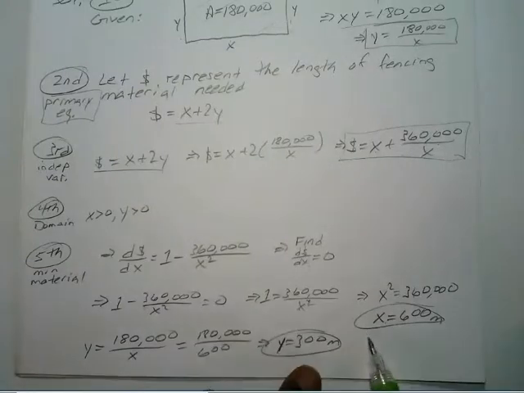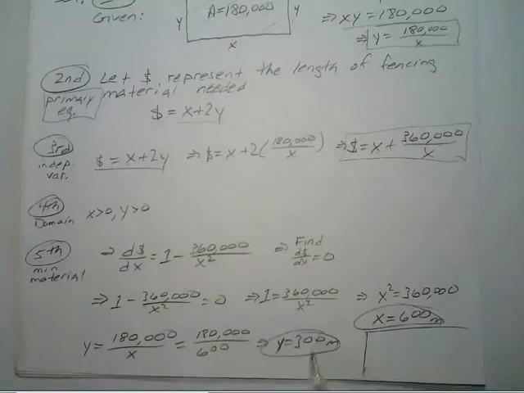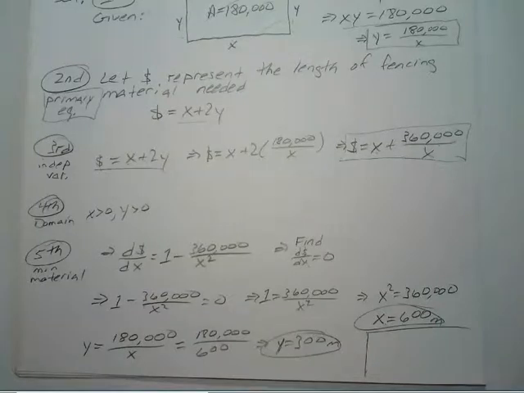Okay, so those are the lengths of fencing material we'd have to get, or the minimum length of fencing material we'd have to get if our area is to be 180,000.